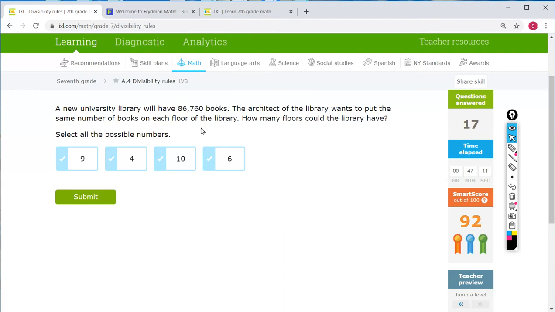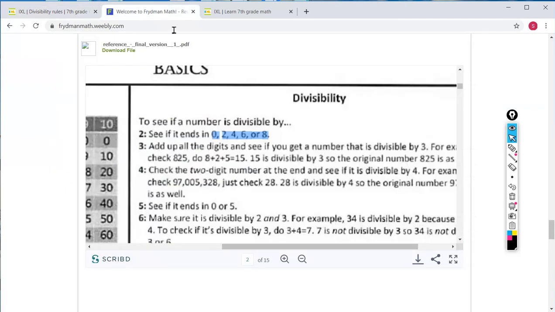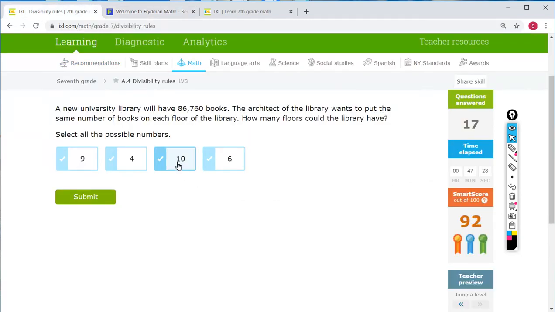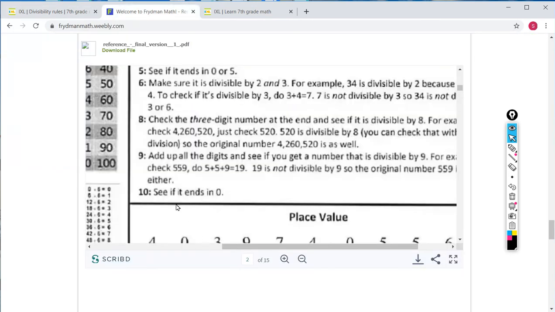So again, for this problem, we want to know if this number is divisible by each of these numbers. So you can check that using the rules on this reference page. We've done all of these numbers a bunch of times. Actually, I don't think we did 10 so many times, but that's an easy one. All we would have to do is check to make sure that the last digit is a 0. So I can check that one right away. All right, that's right over here. See if it ends in 0.